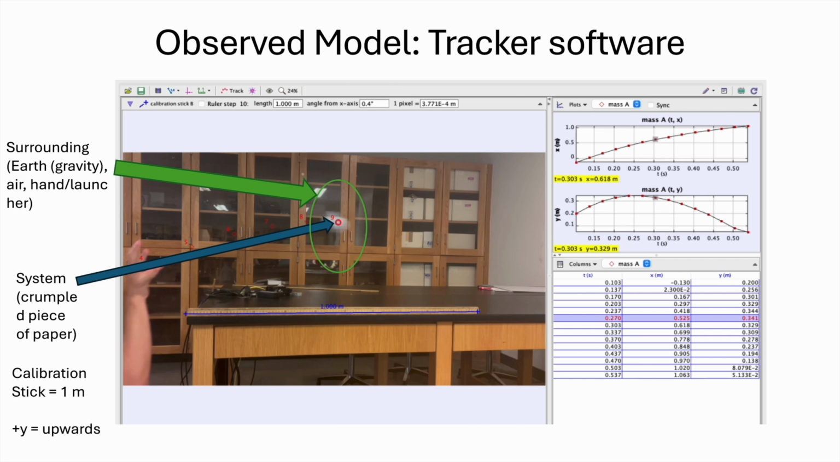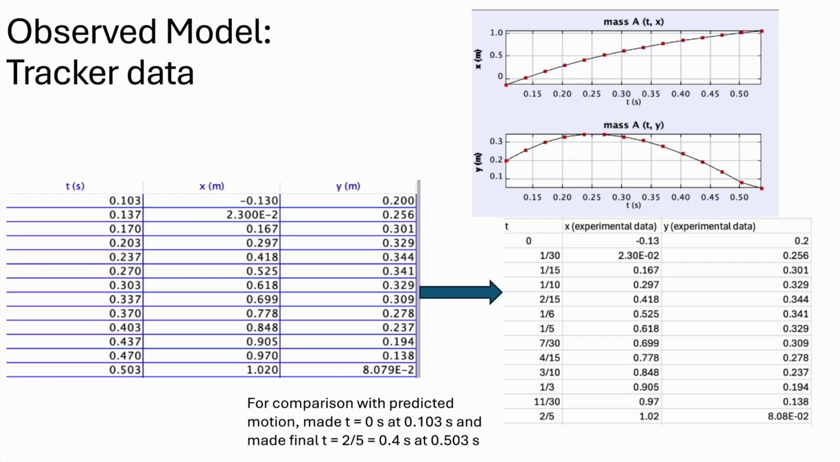Here is the observed model on the Tracker software. As you can see in the picture, our system is a crumpled piece of paper, and our surroundings include the Earth for gravity, air, and the hand or launcher. Our calibration stick is 1 meter. Here's the Tracker data, where for comparison's sake, t is equal to 0 seconds at 0.103 seconds in the experimental data, and our final t is 0.4 seconds, which correlates to 0.503 seconds in the Tracker data.